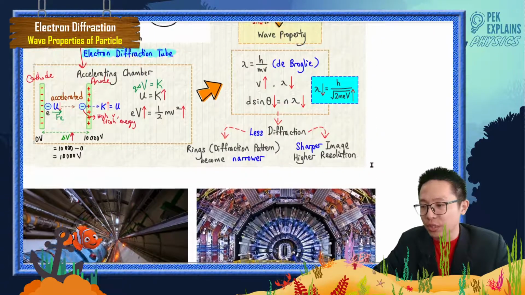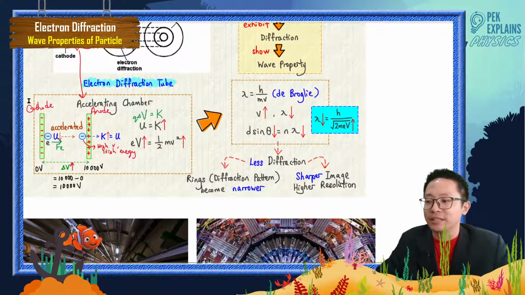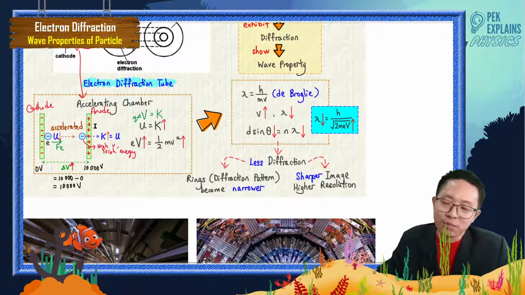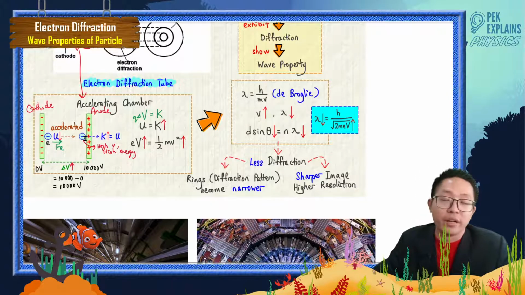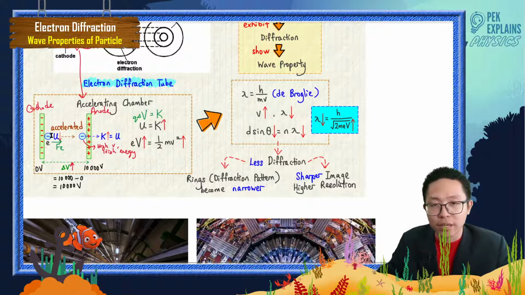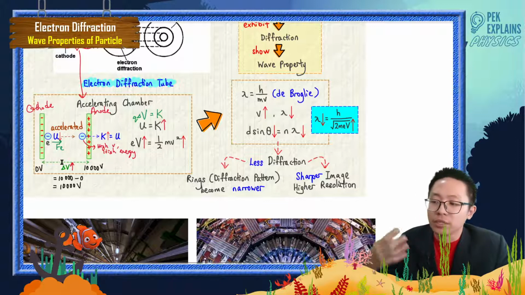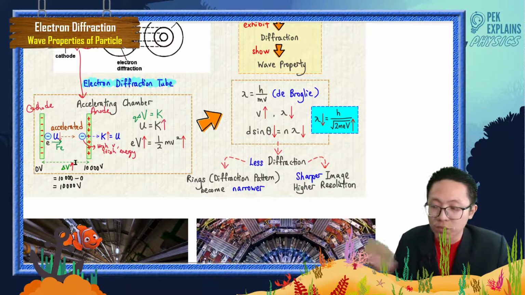Now I'm just showing you the simplest structure, just a positive plate and a negative plate, which can accelerate the electron to a very high speed. The concept is very simple: the potential energy is converted to kinetic energy. Why does this electron have high potential energy? Because of the large potential difference between the two plates.